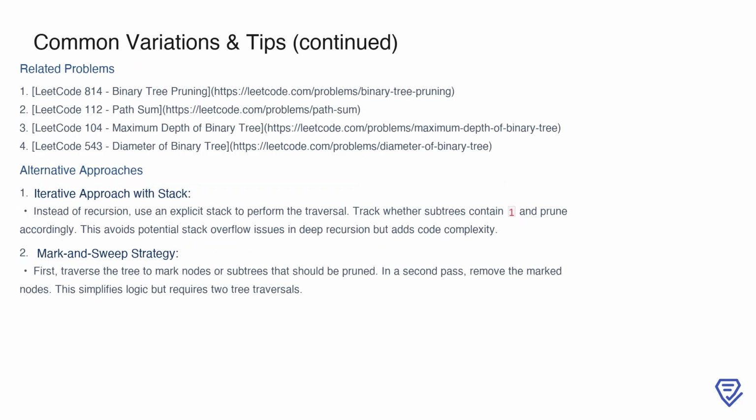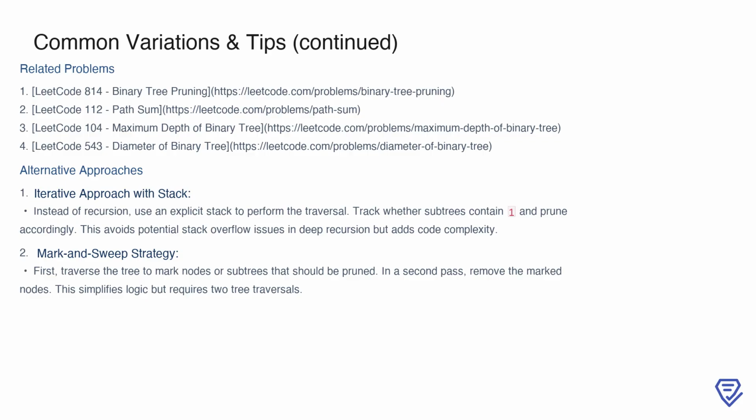This problem also shares patterns with a few related problems that you might want to explore. For instance, LeetCode 112, path sum, involves traversing a binary tree to check if there's a path with a specific sum, which also relies on recursive logic. LeetCode 104, maximum depth of binary tree, uses recursion to calculate the depth of a tree, and LeetCode 543, diameter of binary tree, focuses on finding the longest path between two nodes. Practicing these problems can help reinforce similar tree traversal techniques.